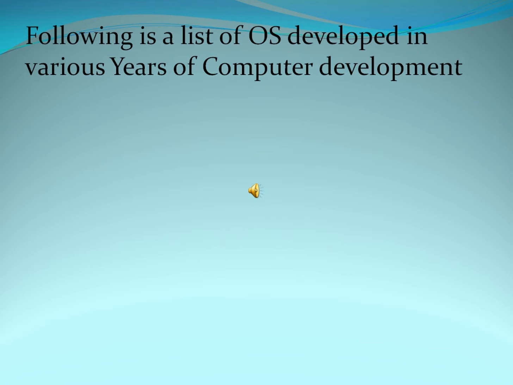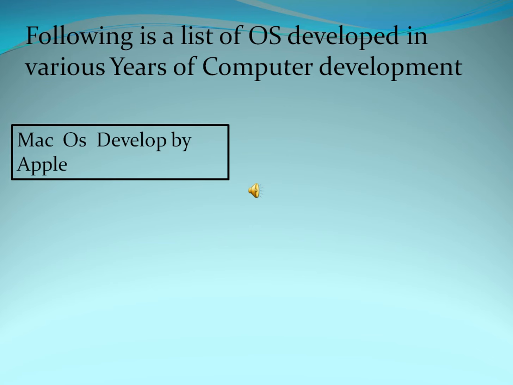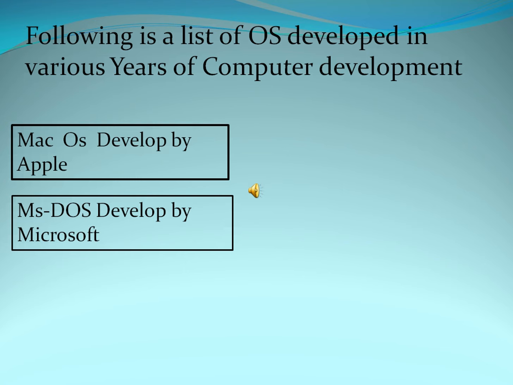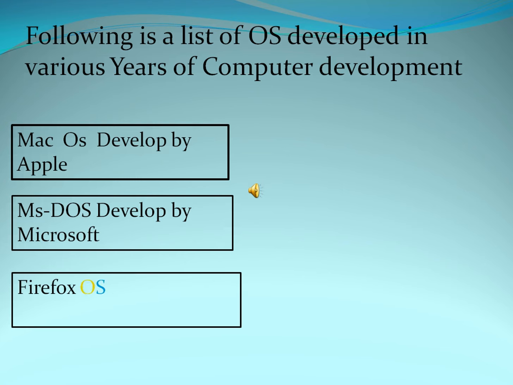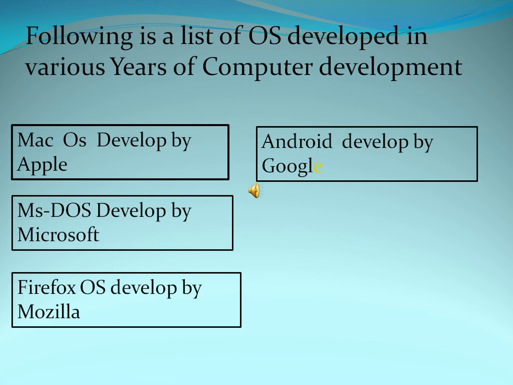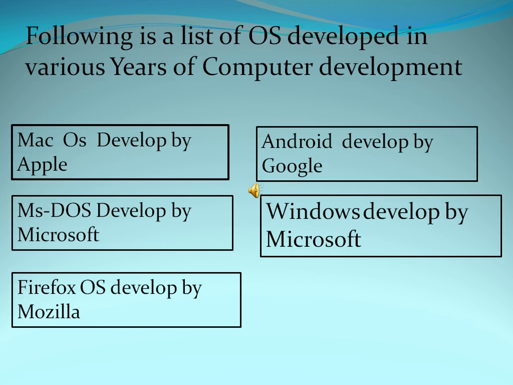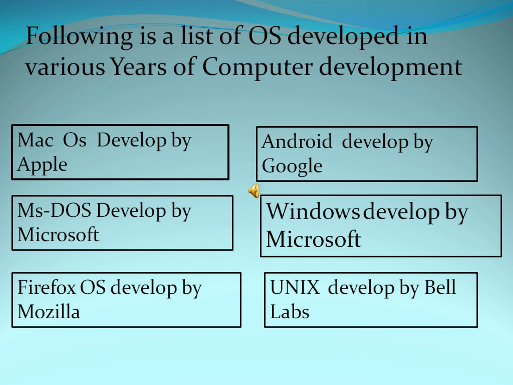In this, we'll see the list of operating systems developed in various years of computer development. One is Mac OS, which was developed by Apple. MS-DOS, which was developed by Microsoft. Firefox OS, developed by Mozilla. Android, which was developed by Google. Windows, developed by Microsoft. Unix was developed by Bell Labs.